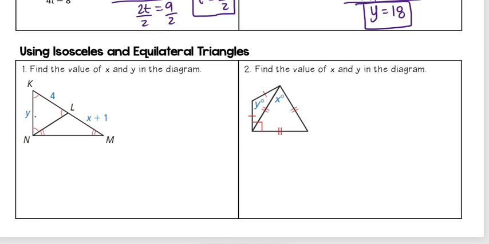Right off, I notice that all three of these angles are congruent, and again, I know that from this arc mark here. And since all the angles are congruent, that automatically means all the sides are congruent. So for this triangle, all three of those sides are equal. Well, that helps me automatically find what my y value is. My y is just going to equal 4.